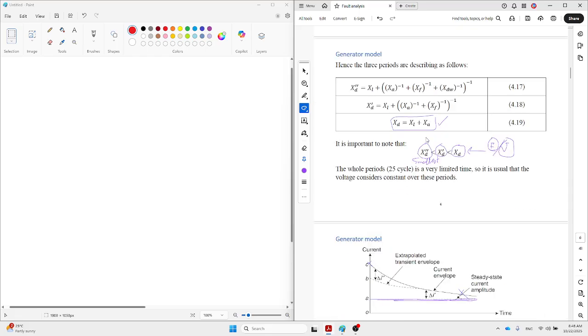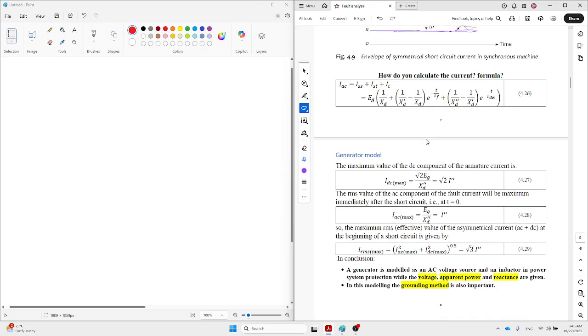So based on this, we can understand the meaning of the maximum DC current. The maximum DC current is square root of 2 times the voltage. This is the voltage of the generator point before the fault. I again insist, this is the voltage before the fault given to you, over XD double prime.